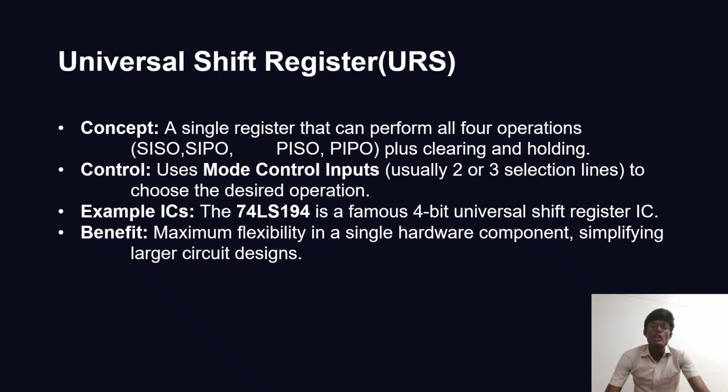The control uses mode control inputs, usually two or three selection lines, to choose the desired operation of the universal shift register. An example IC is the 74LS194, a famous 4-bit universal shift register IC. It benefits from maximum flexibility in a single hardware component, simplifying larger circuit design.